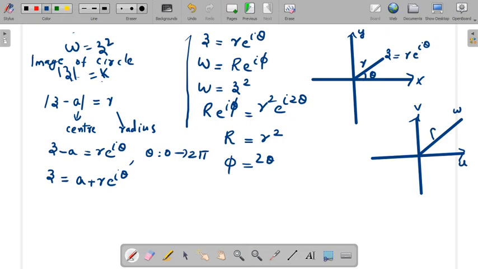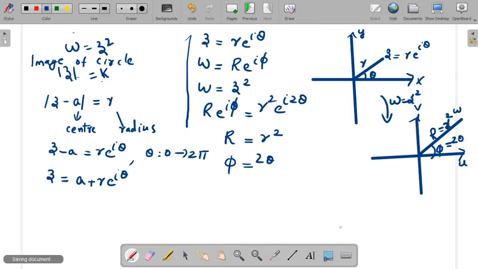ഇവിടെയാണെന്ന് വെച്ച് കഴിഞ്ഞാൽ w-വിൻ്റെ റേഡിയസ്, ഈ വെക്ടറിൻ്റെ ലെങ്ത് ആണ് നമ്മൾ ക്യാപിറ്റൽ R എന്ന് കൊടുത്തിരിക്കുന്നത്. ഈ ആംഗിളിനെയാണ് phi എന്ന് കൊടുത്തിരിക്കുന്നത്. അപ്പോൾ മാപ്പിംഗ് w equal to z square ആണെങ്കിൽ നമുക്ക് ഈ R എന്ന് പറയുന്നത് r square ആയിരിക്കും. അതായത് ഇവിടെ z-ൻ്റെ റേഡിയസിൻ്റെ അല്ലെങ്കിൽ മോഡുലസ് വാല്യൂവിൻ്റെ സ്ക്വയർ ആയിരിക്കും ഇവിടെ കിട്ടുന്ന മോഡുലസ് വാല്യൂ. അതേപോലെ phi എന്ന് പറയുന്നത് that will be equal to 2 theta.